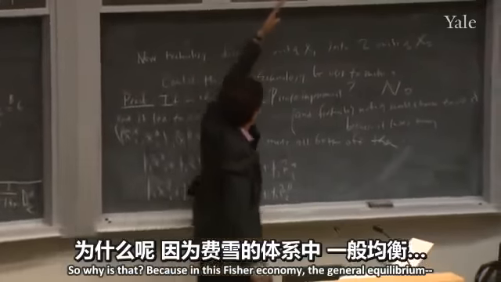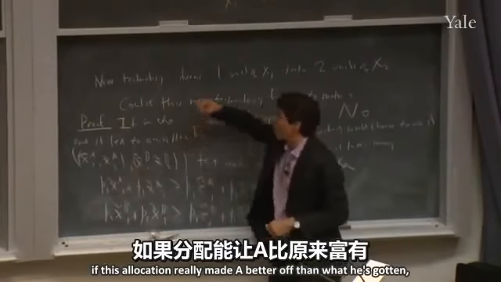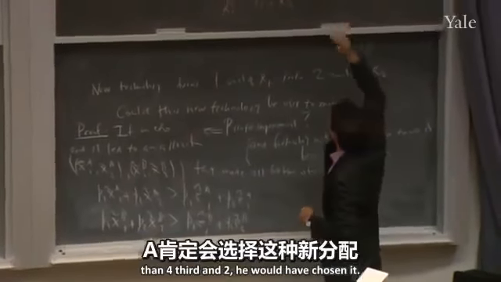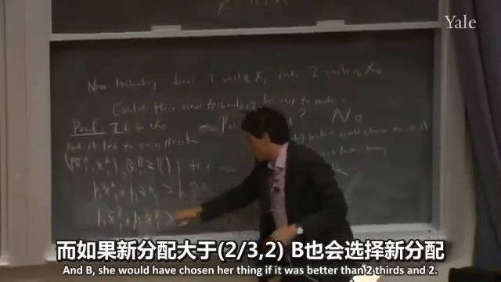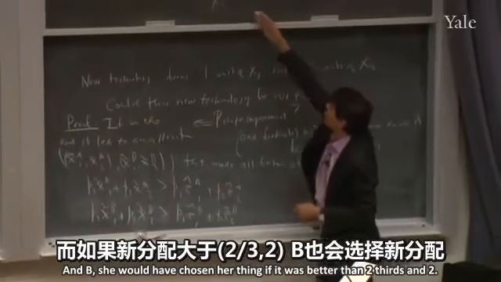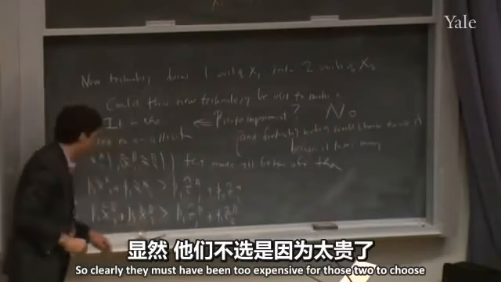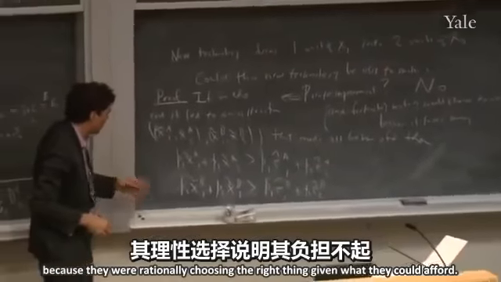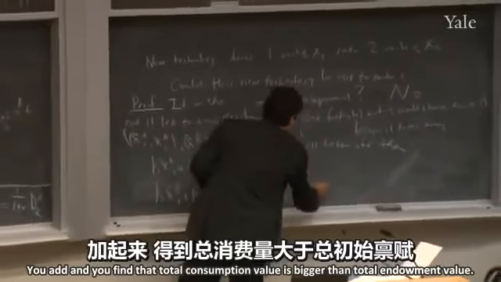Because in this Fisher economy, the general equilibrium, if this allocation really made A better off than what he's gotten, than 4/3 and 2, he would have chosen it. And she would have chosen her thing if it was better than 2/3 and 2. So clearly they must have been too expensive for those two to choose, because they were rationally choosing the right thing given what they could afford. So then you just add the stuff up.